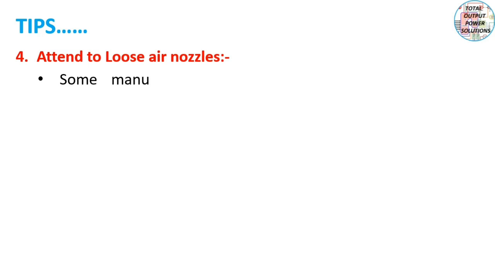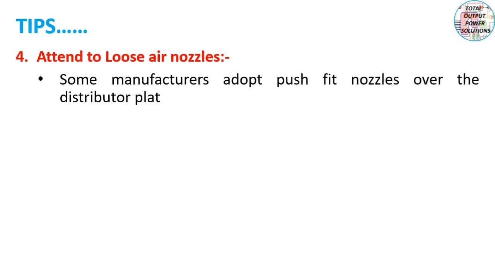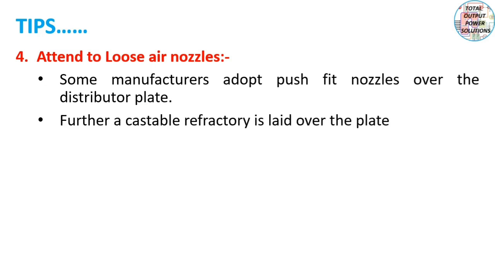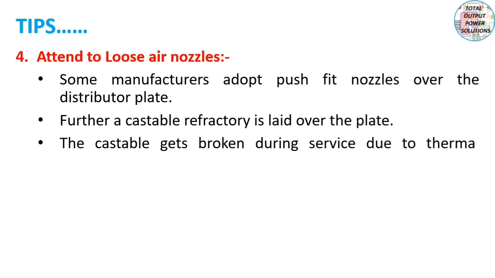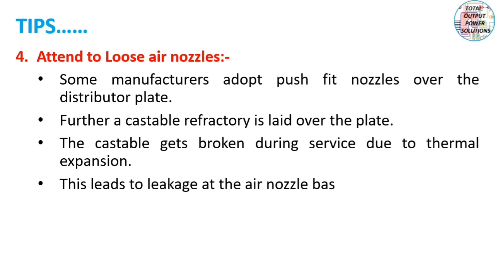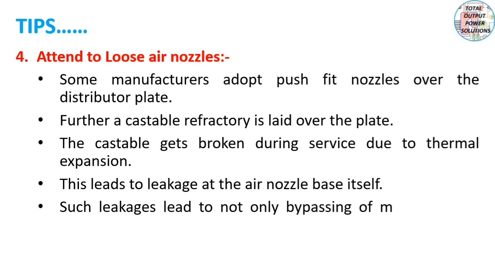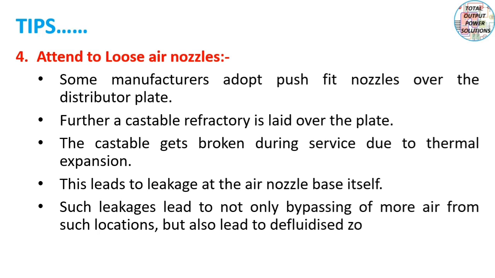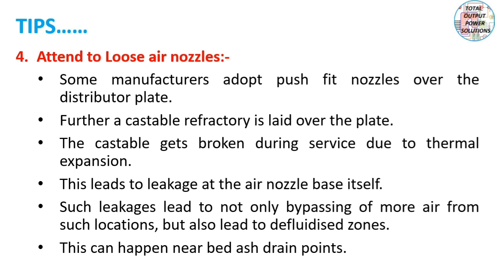The fourth tip: some manufacturers adopt push-fit nozzles over the distributor plate. Further, a castable refractory is laid over the plate. The castable gets broken during service due to thermal expansion. This leads to leakage at the air nozzle base itself. Such leakages lead to not only bypassing of more air from such locations but also to defluidized zones. This can happen near bed ash drain points.